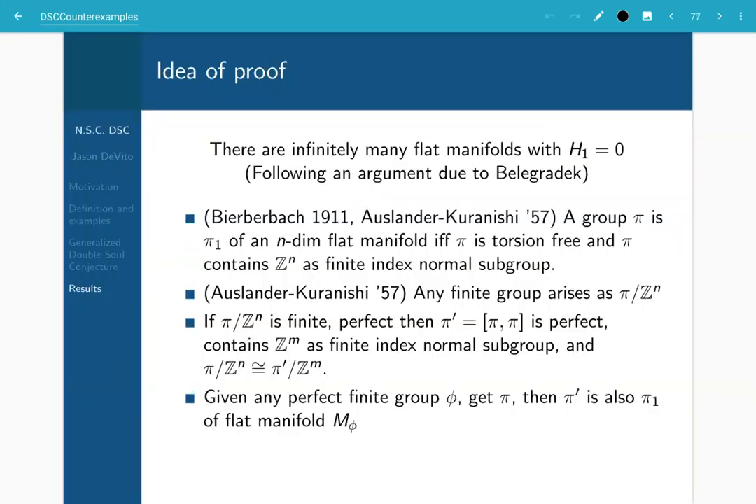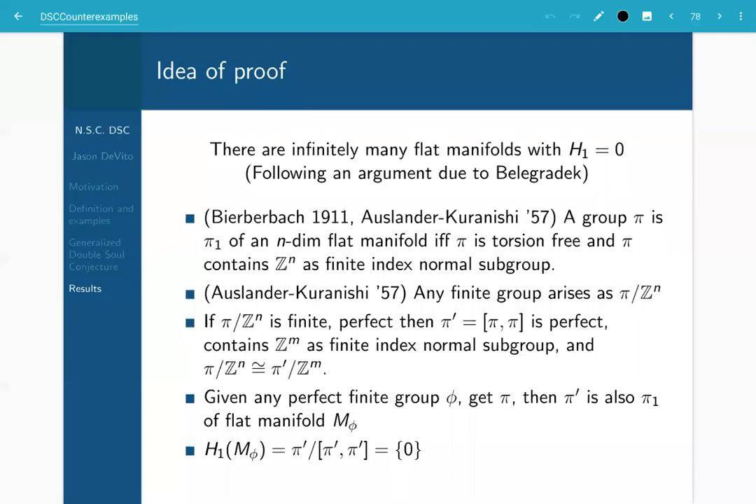Now I can put it all together. Given any perfect finite group, so just think of the alternating group on n letters where n is 5 or greater, we use the second Auslander-Kuranishi result to obtain that perfect group as the holonomy of a flat manifold. It gives us this fundamental group pi. But now we use the group theory result to replace pi by pi prime. Pi prime, of course, is a subgroup of pi, so it's torsion free, and it also fits into this exact sequence by the group theory proposition. So pi prime is also pi1 of a flat manifold. Call that flat manifold M sub phi. And because pi prime is perfect, the first homology group, which is just the abelianization of the fundamental group, is trivial. So you get these examples.